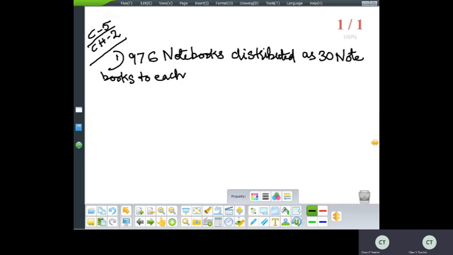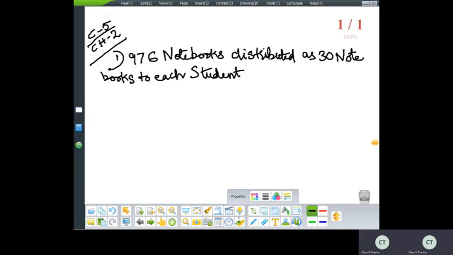the distribution in equal groups, each, an equal amount of groups. That means at that word, you have to do multiplication or division. Yes or no? So now see here, what is given here? 976 notebooks are there. 30 notebooks are distributed to one student, to each student.